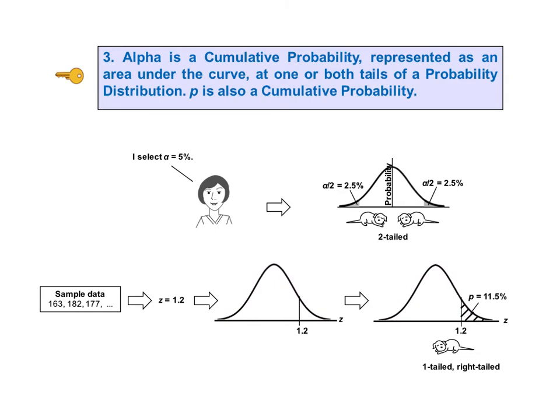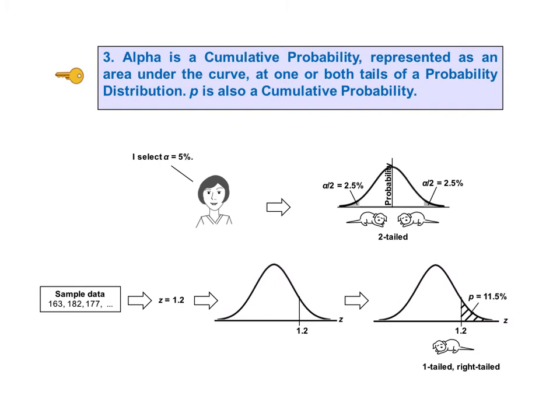Key to understanding number 3 states, alpha is a cumulative probability represented as an area under the curve at one or both tails of a probability distribution. P is also a cumulative probability. So alpha and P are both cumulative probabilities. That is, they are probabilities of not just a single value, but probabilities of a range of values. They are depicted as areas under the curve of a test statistic, such as z, t, f, or chi-square.